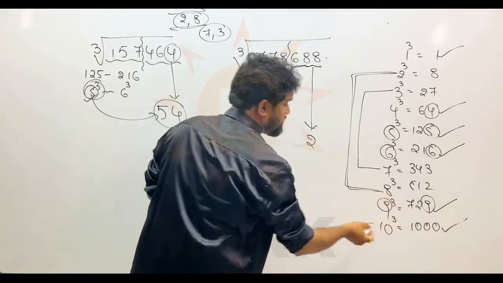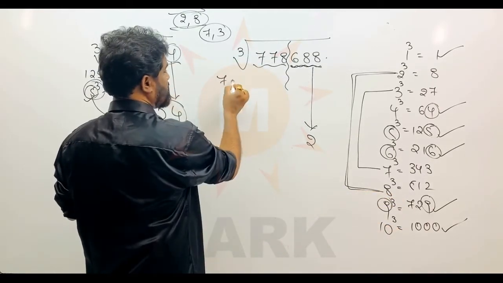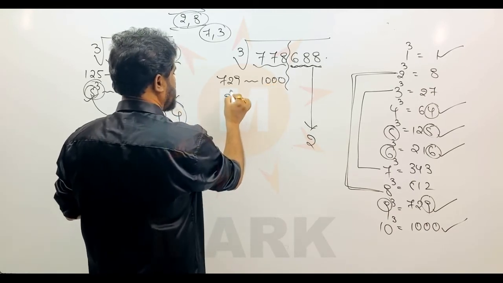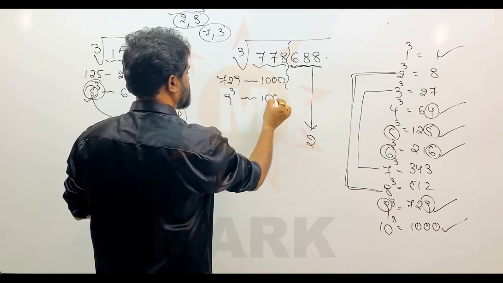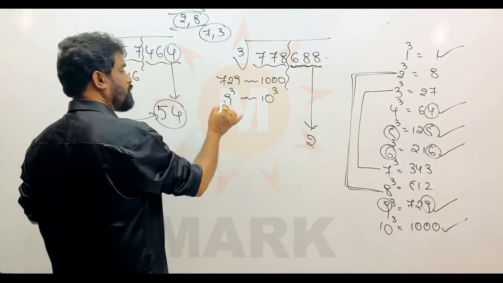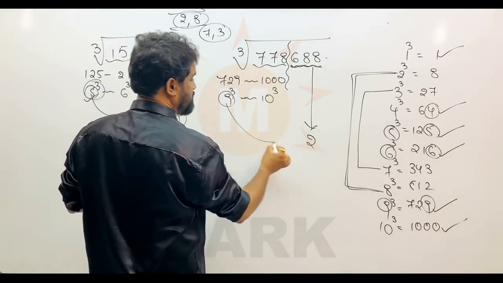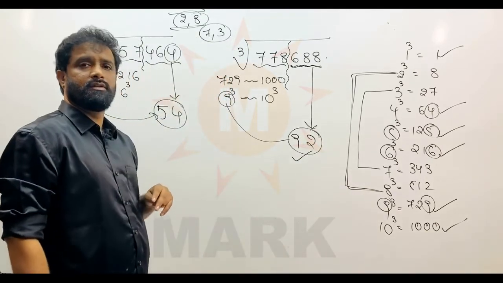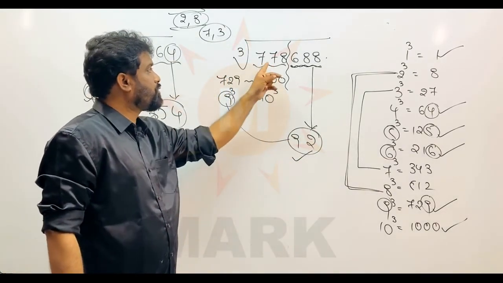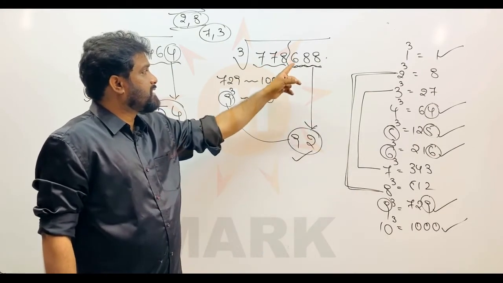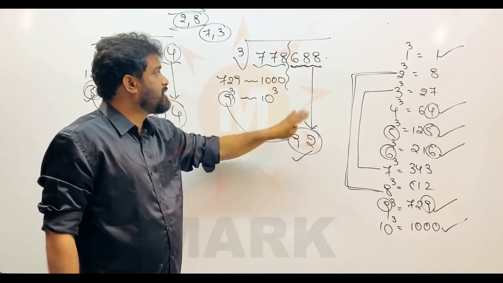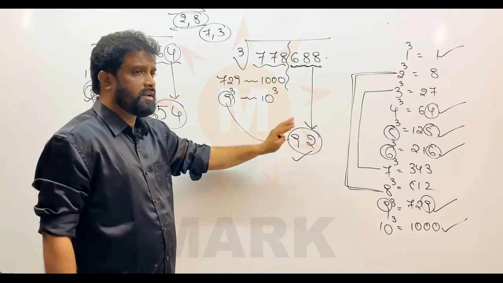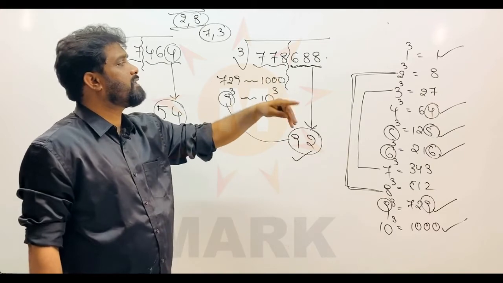So what is the range of 778 in the cube table? Clearly you can see that it is in between 729 and 1000. That means 9 cube and 10 cube. So we are always taking the lower margin, 9 cube. That means it is 92. 92 is the cube root of 778688. Or in the reverse way we can say 92 cube is equal to 778688.